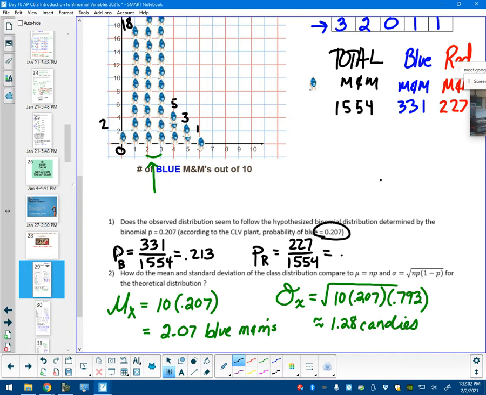Okay, so what is 227 divided by 1554? 0.146. So that's not too far from what they claim. And that's just called sampling variability.